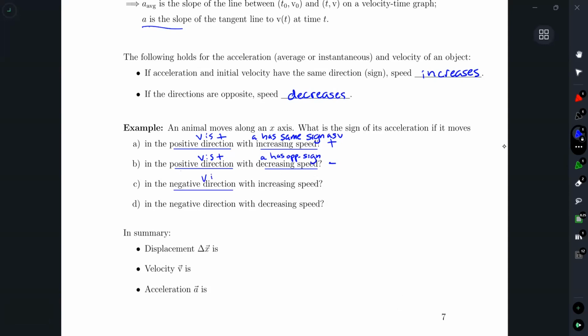You're moving in the negative direction with increasing speed. You're just moving west is all this means. Nothing special about speeding up or slowing down in that negative direction piece. It's just saying you're moving west instead of east. So what is the sign of your acceleration here? I'm going to say positive. I think it's actually negative, I believe.